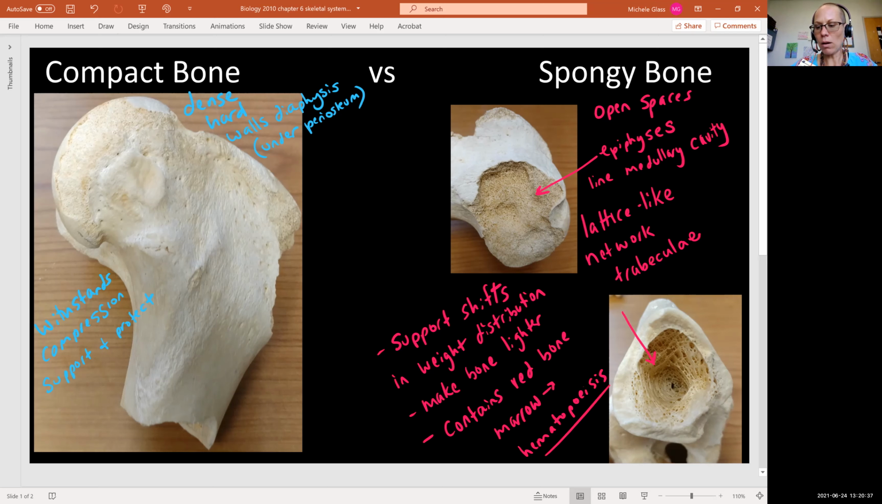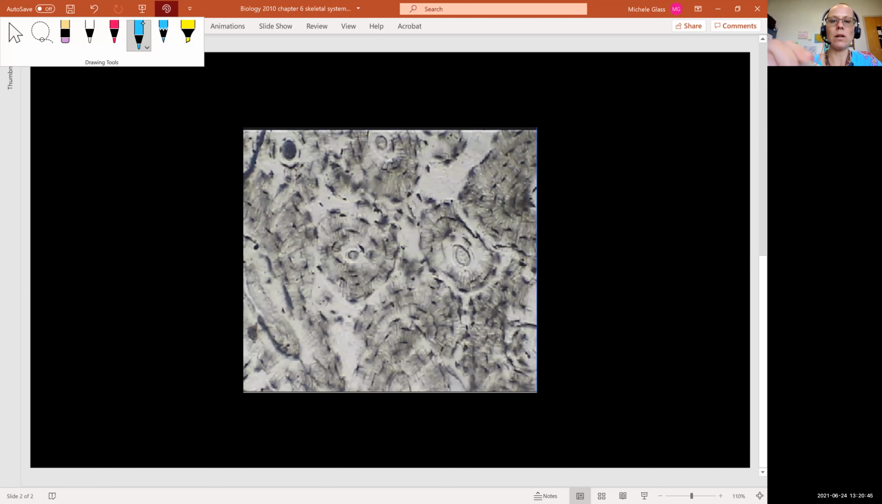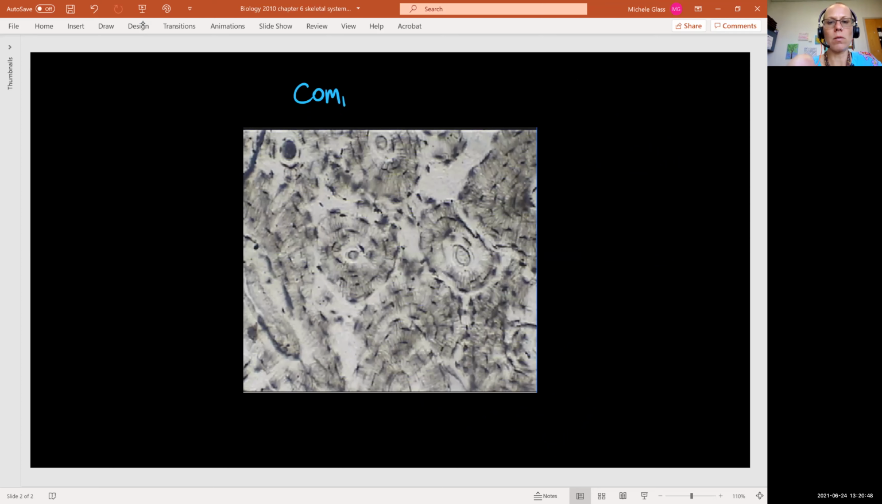If we look at our histology, if we look at our picture of our tissue, this, remember, we've studied already in our lab. This is our compact bone. And the signature feature of the compact bone are these circular units. And each one of these circular units is called an osteon. And remember, they're looking like tree rings. So it looks like a bunch of tree stumps.